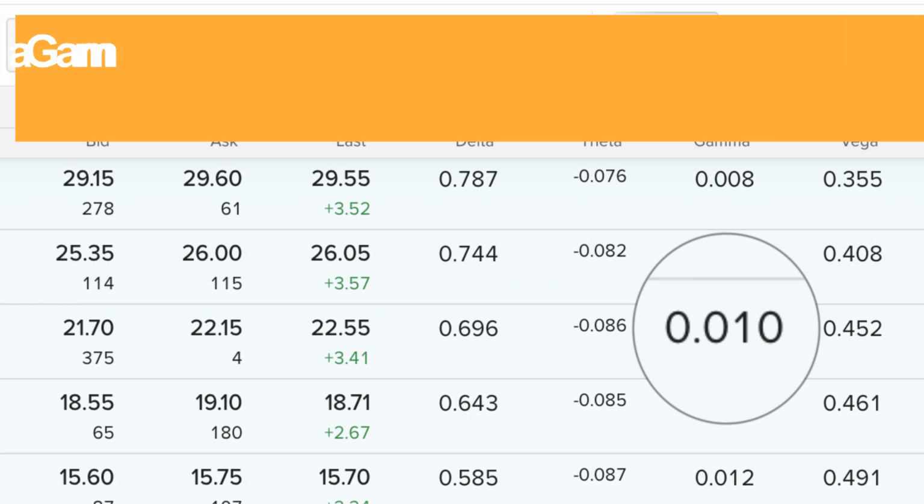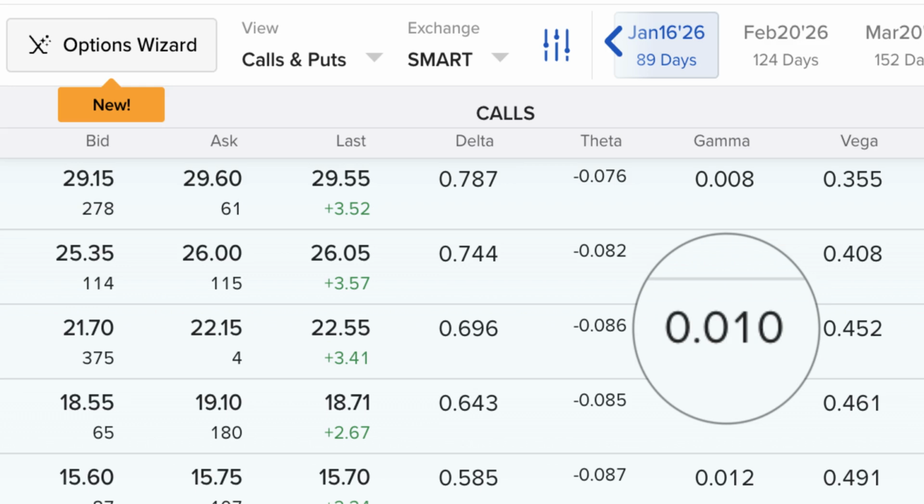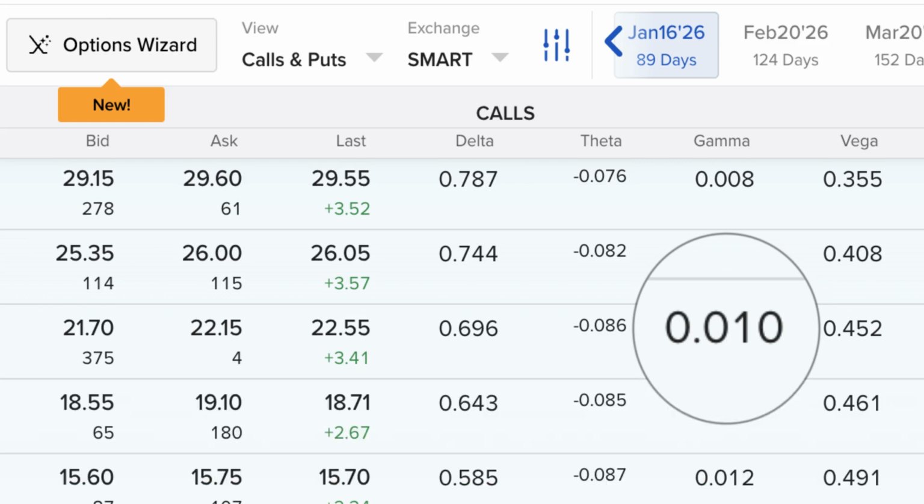So for example, you're looking at a screen here with a quote, and the gamma is 0.01 for this Apple $240 call. That means that if Apple goes up by $1, the value of the delta goes up by 0.01. And in this example, it will go from 0.696 up to 0.706. So that's the impact of gamma. So for every $1 increase or decrease, the value of the delta will move by 0.01.